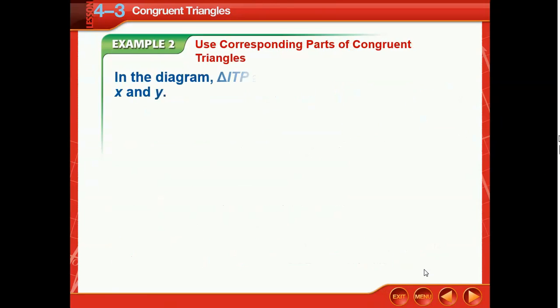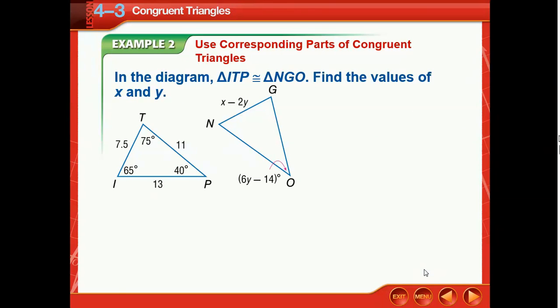Question 2. Use corresponding parts of congruent triangles. In the diagram, triangle ITP is congruent to triangle NGO. Find the values of X and Y. So highly recommend you do this. Write down that angle I is going to be congruent to angle N. So if I is 65, that means N is going to be 65. If T is 75, then if T is the second letter, then the second letter G, that angle also has to be 75. All right.